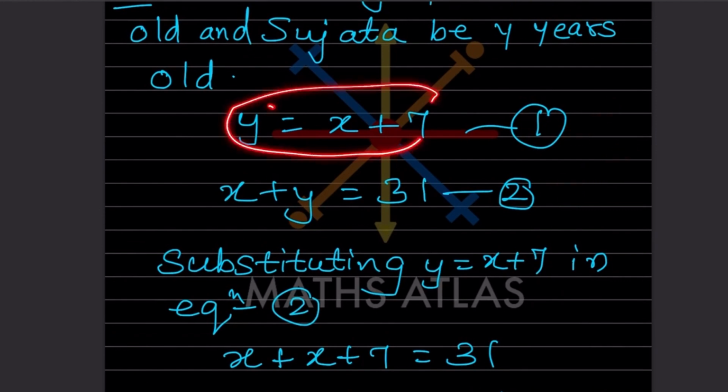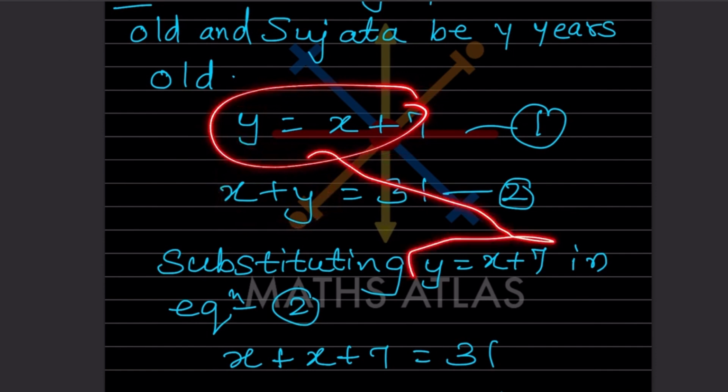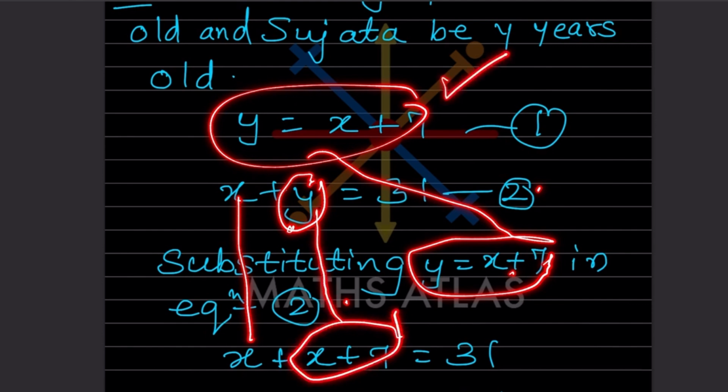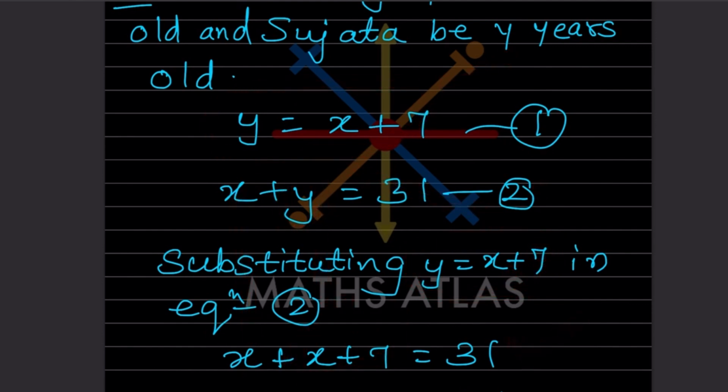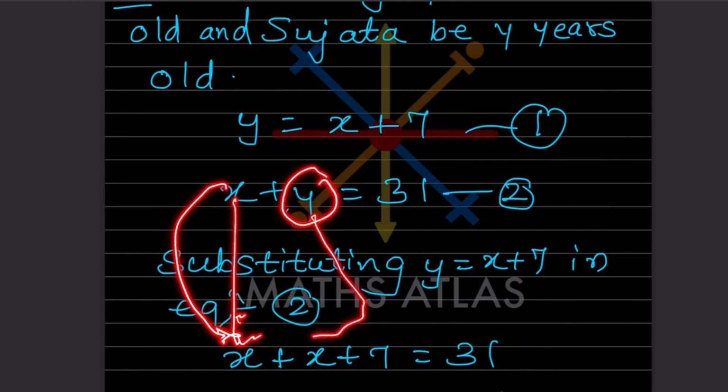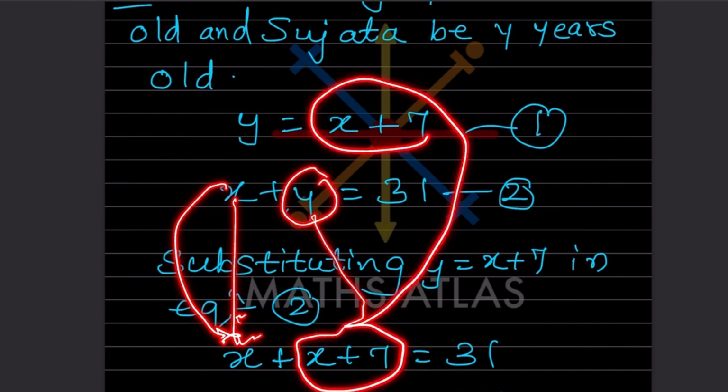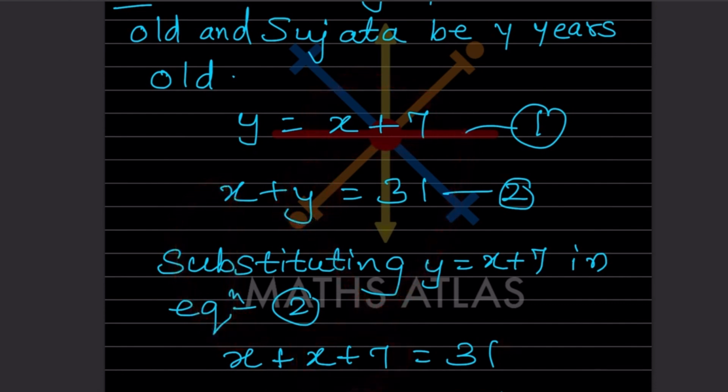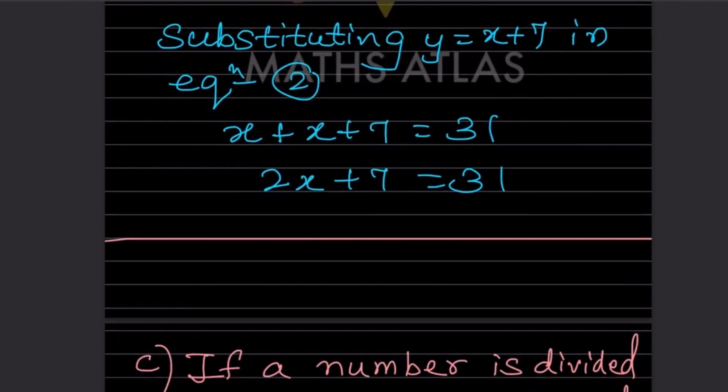So what will we do here? y is given as x plus 7. Because here are two variables, we will substitute y is equal to x plus 7 in equation number 2. Okay, so now look at here. This x will be as it is. In place of this y, that is what? x plus 7. And this is 31. So here this is x, same thing. In place of y, we consider x plus 7, because the value of y is x plus 7 and that is 31. So now what will you do? x plus x means this is going to be 2x. 2x plus 7 is 31.